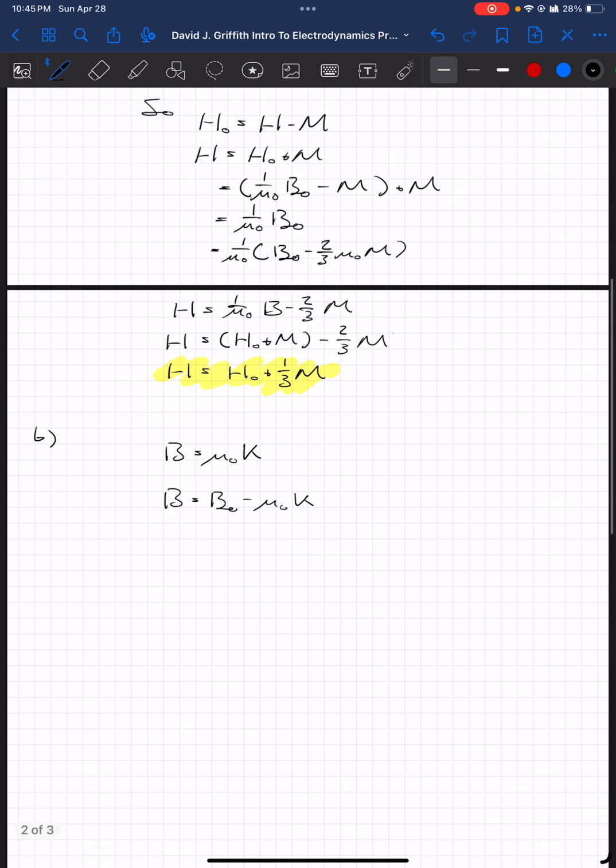So our K would just equal to M simply, and B would equal mu naught M. So of course our total field would be B equals B naught minus mu naught M. So that's the new field with this cavity removed.